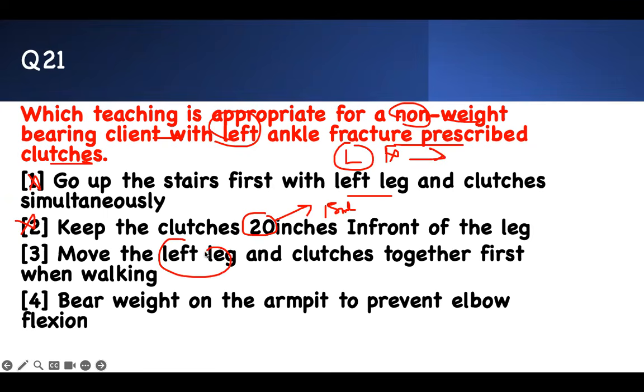Move the left leg and the crutches together. Bad leg and the crutches together first when walking. Yes, that's 3-point gait, right? Both, then the good leg follows. Bear weight on your armpit? Negative. You get palsy of your nerve, median nerve palsy or ulnar nerve. You should bear weight on your elbow. You bend it at 20 to 30 degrees. So this is the right answer.